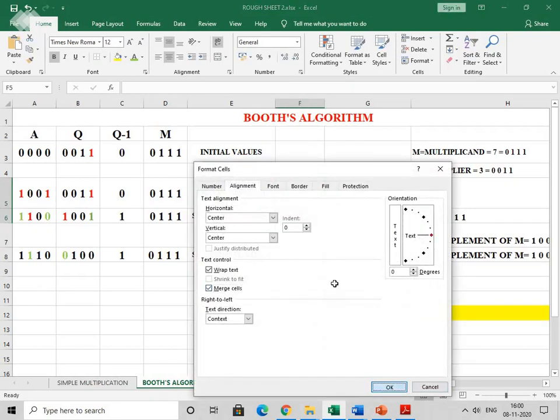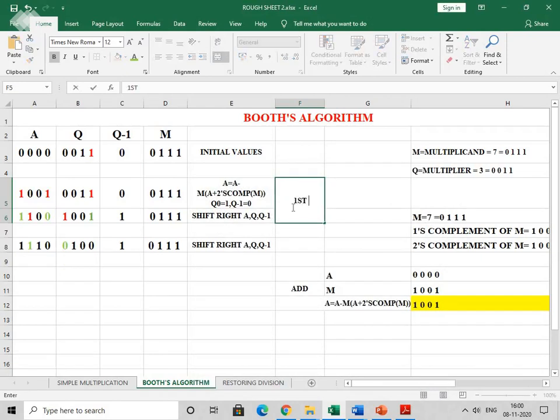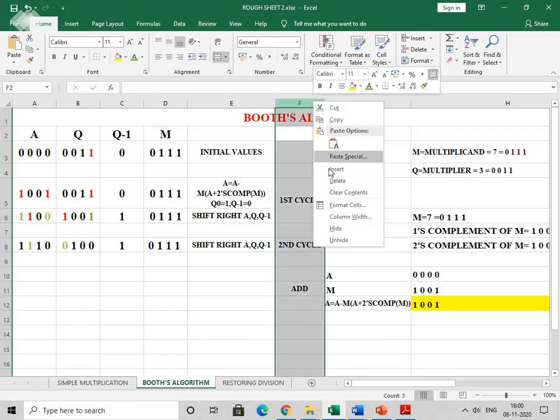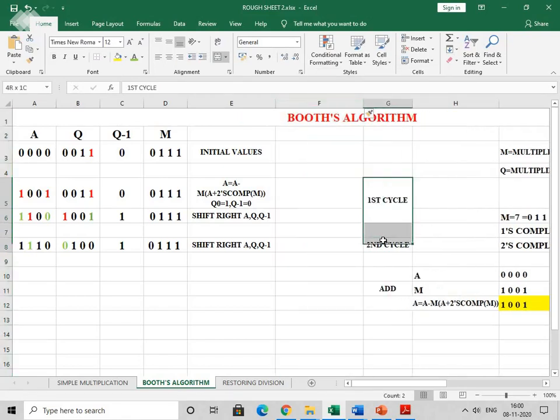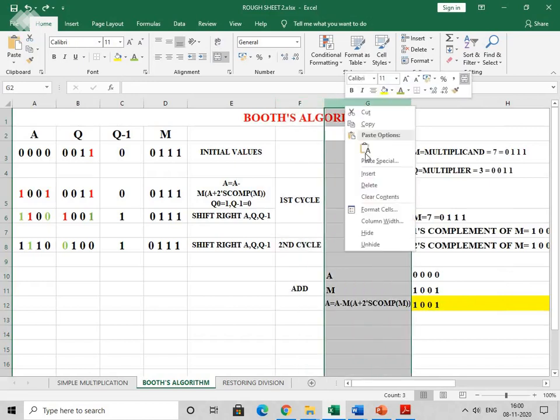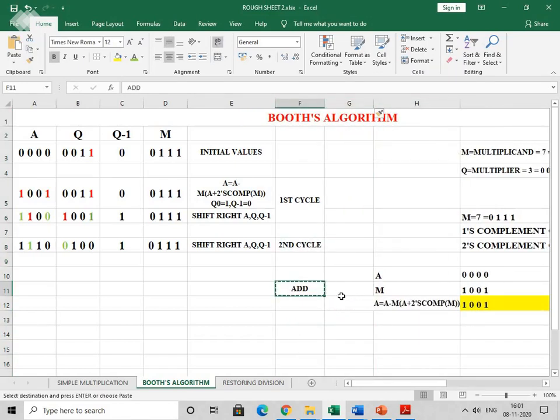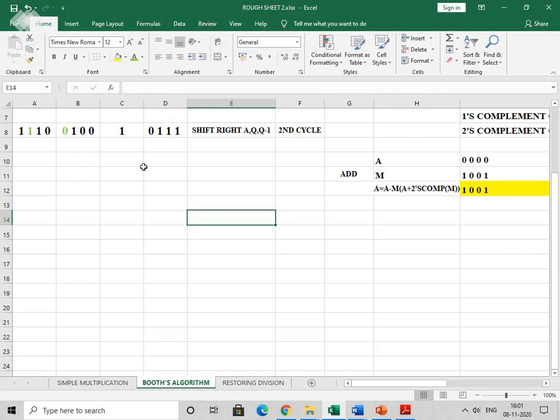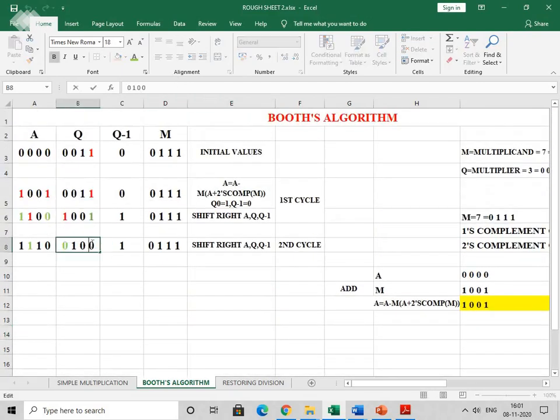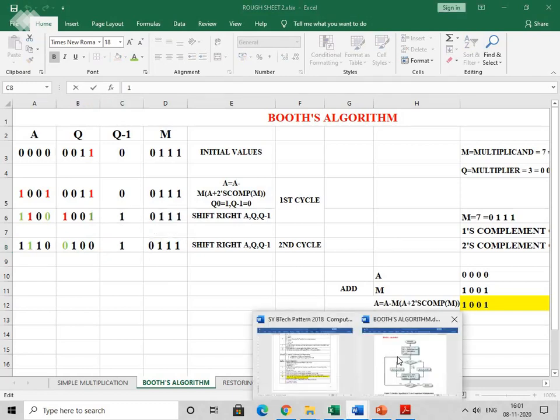After initial value, this is your first cycle. Then this is your second cycle. In second cycle, we are doing only shift operation since the 2 bits Q0 and Q minus 1 are same, right? Next, after that, again the Q0 bit, this one is 0 and Q minus 1 is 1. So again refer the flow chart.